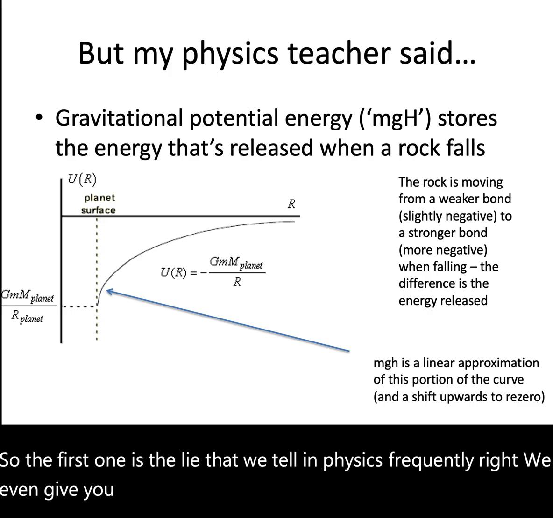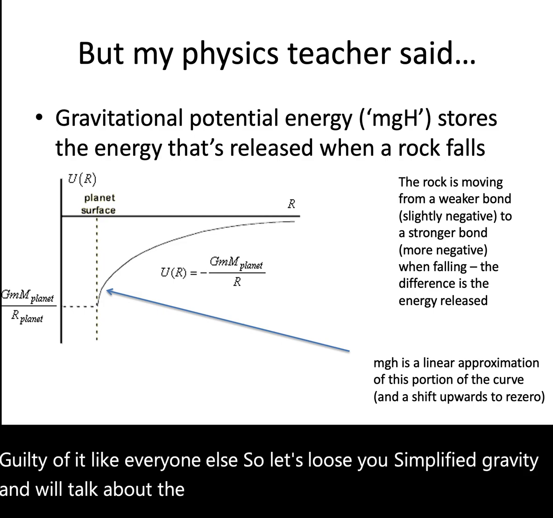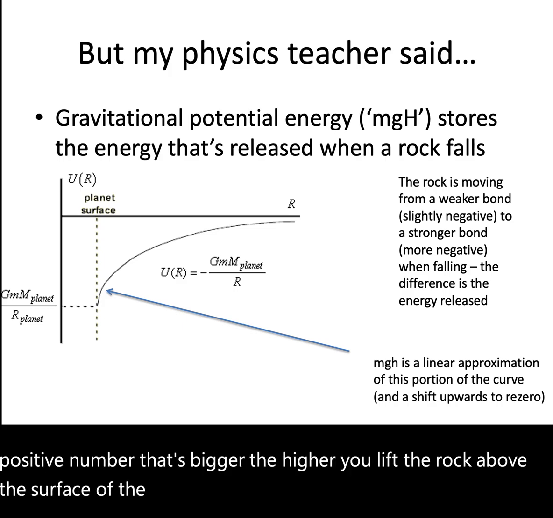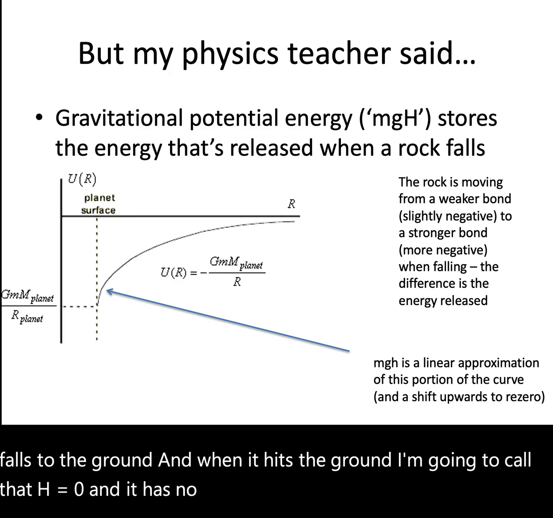I did too, right? I'm guilty of it like everyone else. Say, oh, let's use simplified gravity, and we'll talk about the potential energy mgh. You get this nice positive number that's bigger the higher you lift the rock above the surface of the Earth, and you get all that energy released as it falls to the ground. And when it hits the ground, I'm going to call that h equals 0, and it has no more potential energy, right? But that's all just a gross simplification, right?